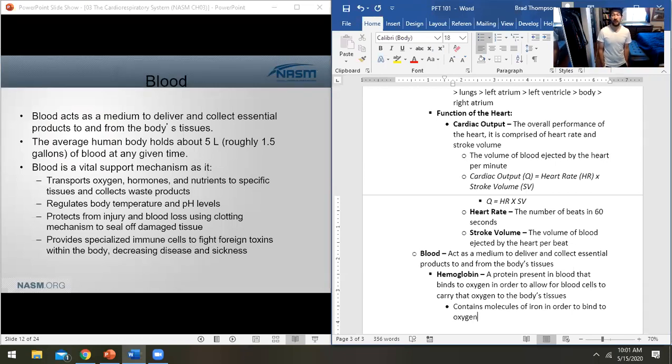So hemoglobin contains these molecules of iron, right? Iron is why your red blood cells are red. When oxygen and iron bind together, that turns bright red. That's also why pans rust and things like that, because they've got some iron in them, and that's what allows them to rust. So when you have lots of oxygen in a blood cell, it's going to be bright, bright, bright red. This is why if you ever cut yourself, it looks super bright red.